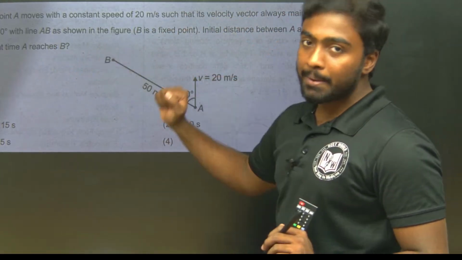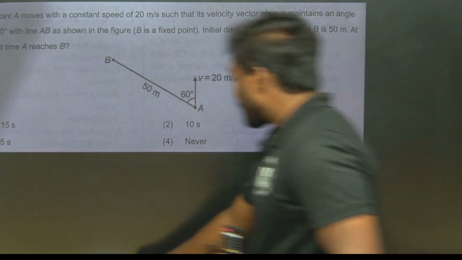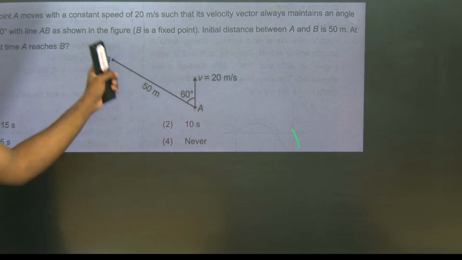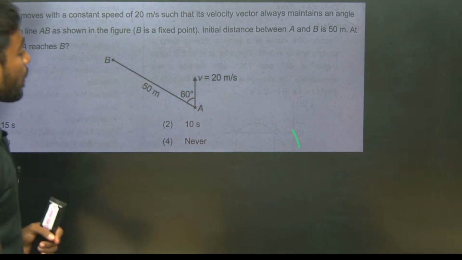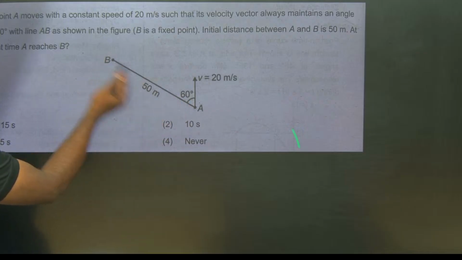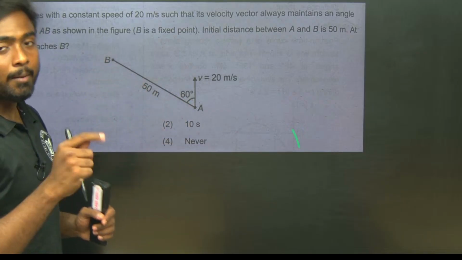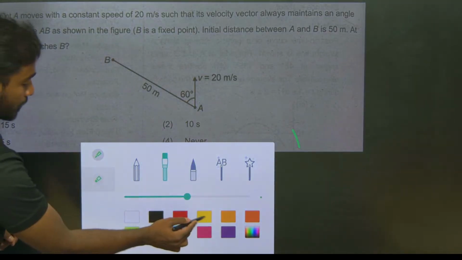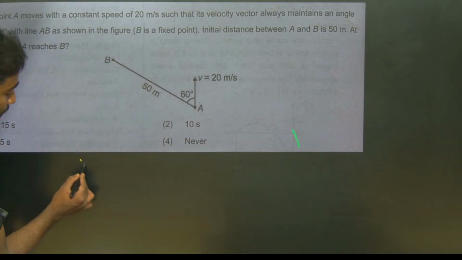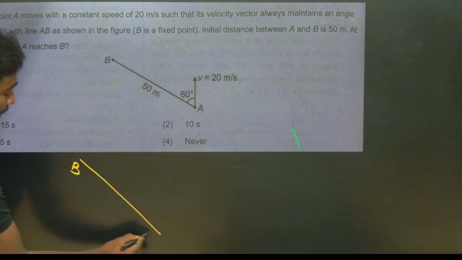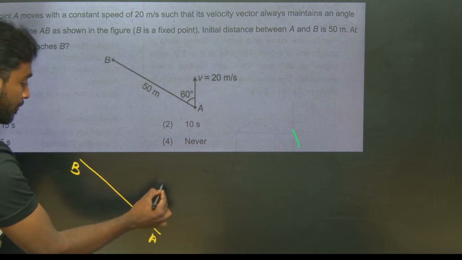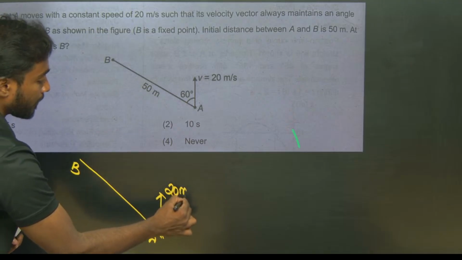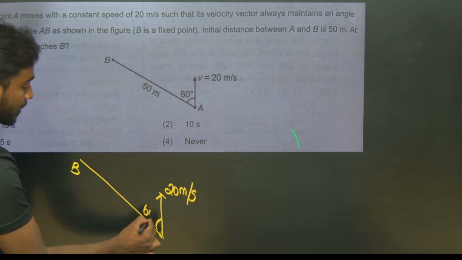A reaches B. Okay. Now what are the given terms here? Velocity is there and it makes an angle 60 degree with respect to the AB line, which means I should take a component of the velocity in this direction. So this is the line AB, and this is my given velocity, 20 meter per second. This is the angle 60 degree.